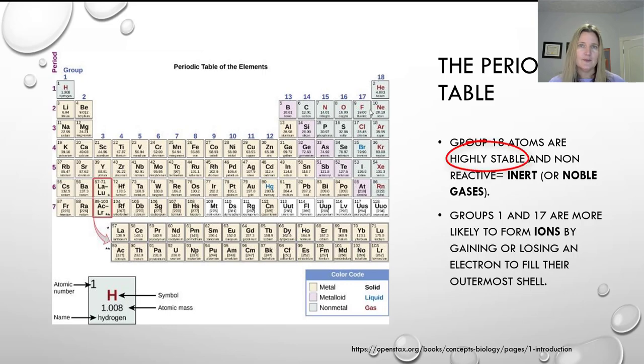And because they're very stable, they're not going to really want to form molecules with other atoms because they don't need to share electrons. They don't need to gain or lose it. They're already happy. They got what they need.